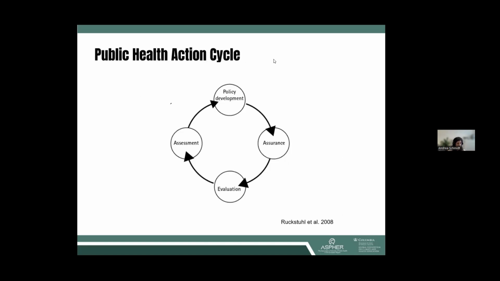And another concept that is important here is that indicators are important in the context of the so-called public health action cycle. So I've seen that you work in different countries across the globe, and I feel very honored that you're joining today on this lecture from everywhere.